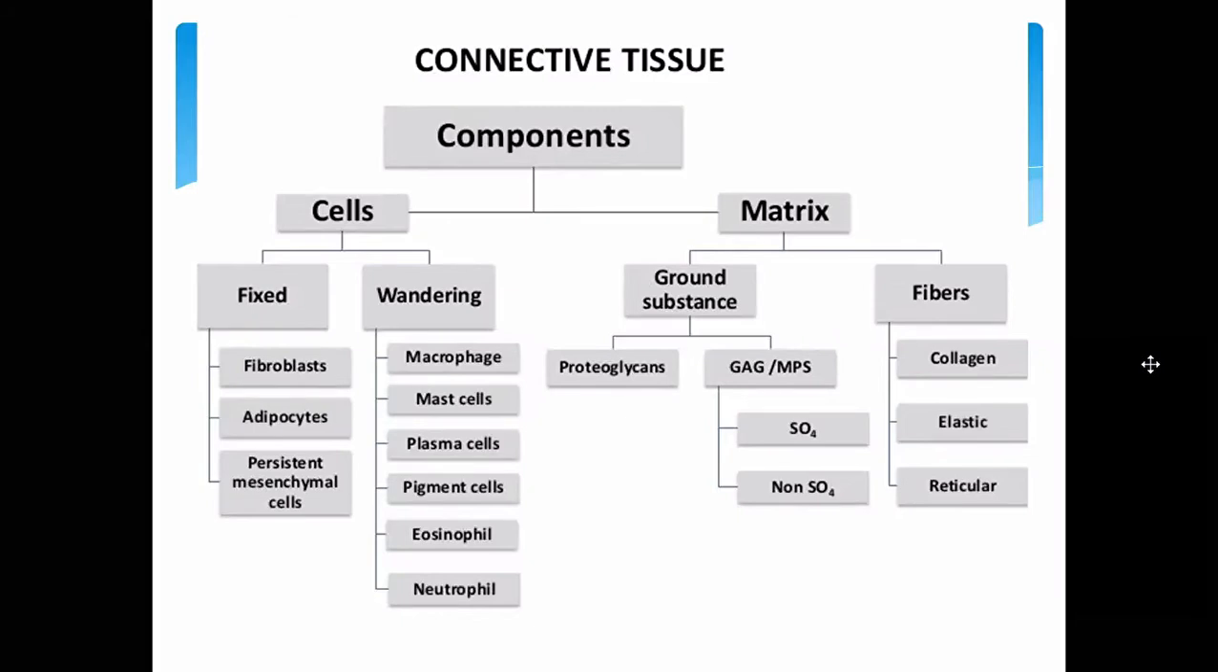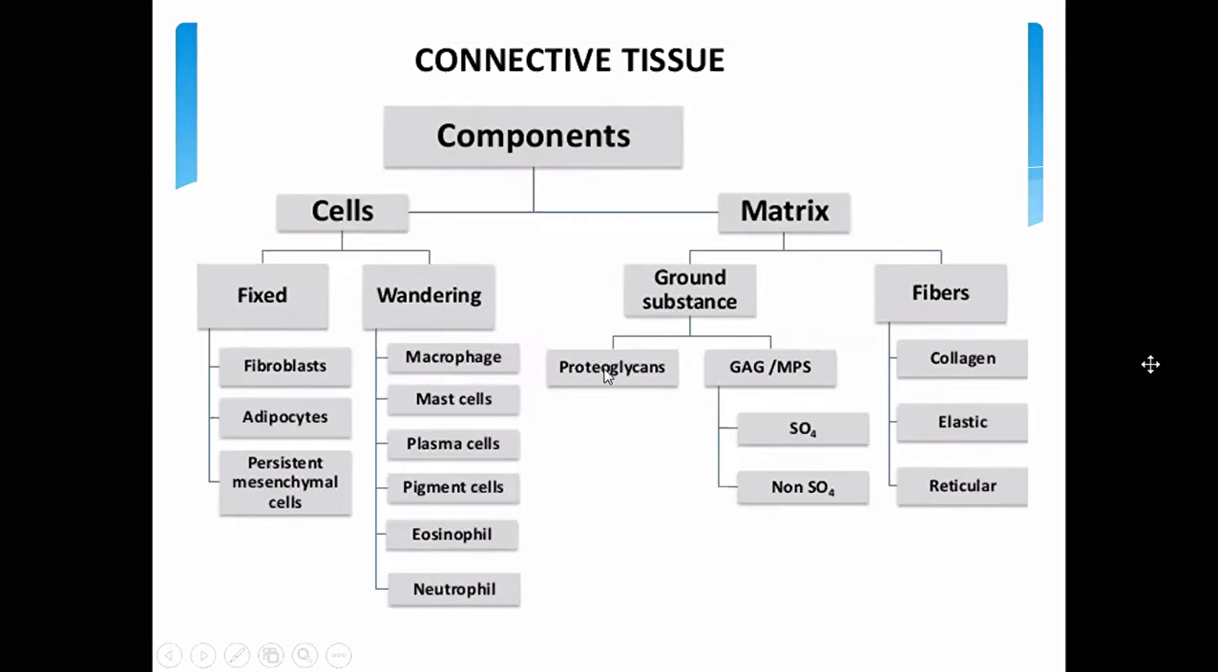So under the fixed cells, you have your fibroblasts, adipocytes, and the persistent mesenchymal cells. Okay, this is pluripotential. So fibroblasts, fibers. The mature fibroblasts, you call it fibrocyte. And then you have your adipocytes. Wandering, you have your macrophages, you have your mast cells, you have your plasma cells, pigment cells, eosinophil, and neutrophil.